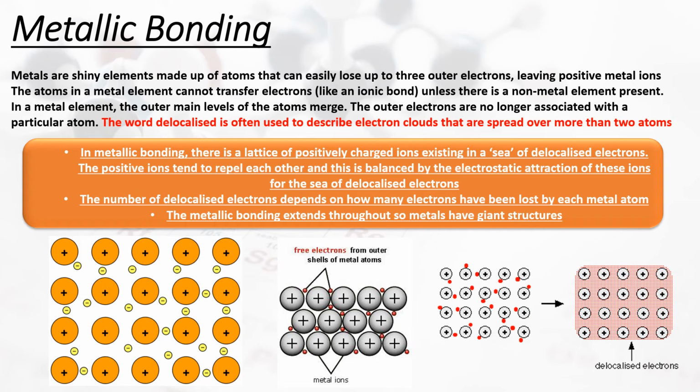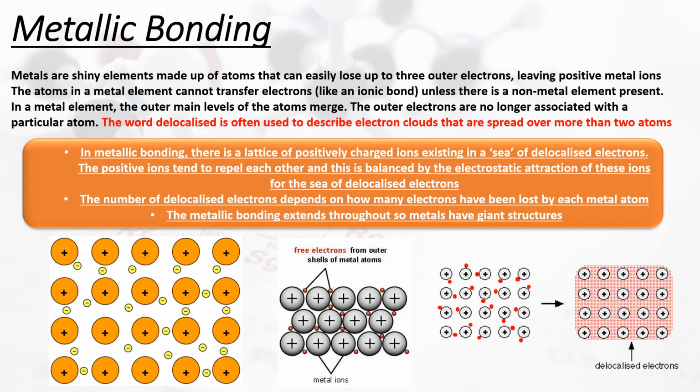Now, the atoms in a metal can't transfer the electrons like in an ionic bond unless there is a non-metal element present. So, for example, in sodium chloride, the sodium can lose its electron to form sodium plus, and this can only happen because there is a chlorine around that can accept that electron. If we just have sodium metal, we can lose our electron, but where does the electron go? It can't be accepted by another sodium atom. That will also be losing electrons.